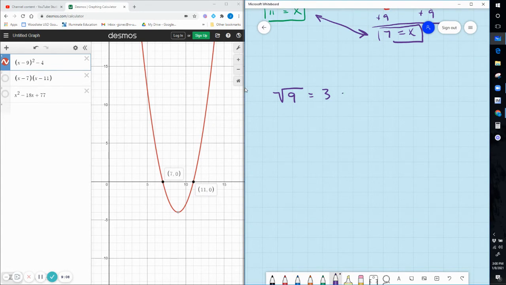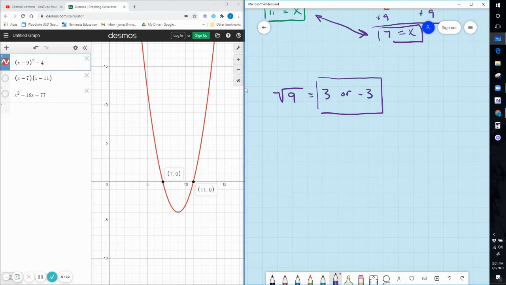But there's also another number that multiplies to get it. And the answer is negative 3, because negative 3 times negative 3 is also positive 9. So if you square root something, there's actually 2 answers. Okay, 2 answers.